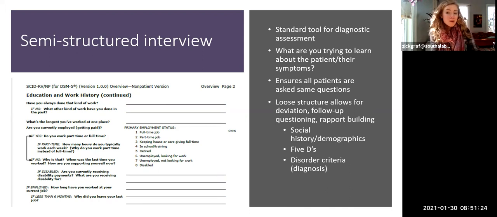Semi-structured interviews are semi-structured because they're really more like guidelines or checklists. When a clinician is doing a semi-structured interview, they're not reading verbatim off of a page. They're more just using it to guide their questioning and make sure they're not missing anything. The structure is loose, so it allows for skipping around. You can kind of follow the patient's lead to some extent, and then at the end of the interview, you can use the semi-structured interview to make sure that everything was asked, and anything that wasn't asked, you can get back to.